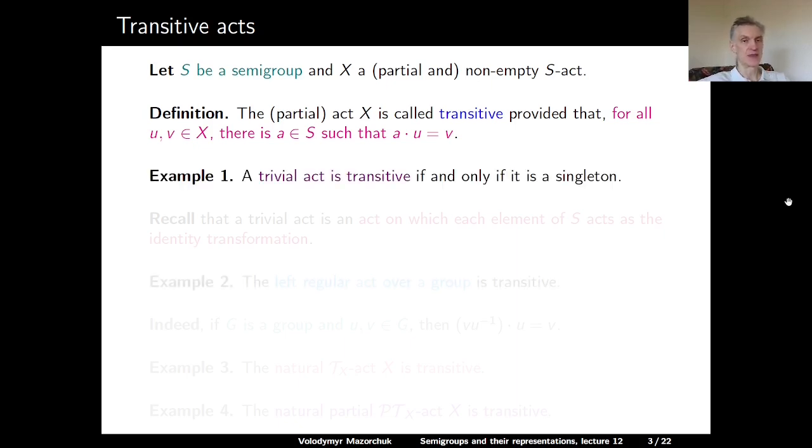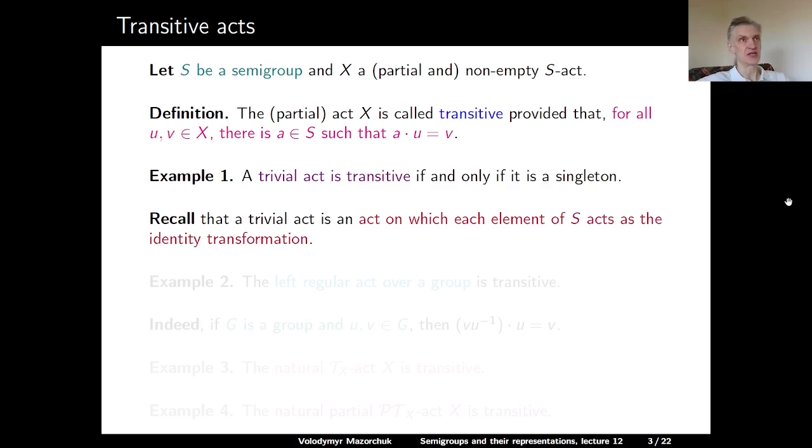For example, a trivial act is transitive if and only if it is a singleton. Let's recall that a trivial act is an act where each element of the semigroup acts as the identity transformation. So if this act consists of one element, this is obviously transitive. If it consists of more than one element, this is not transitive.